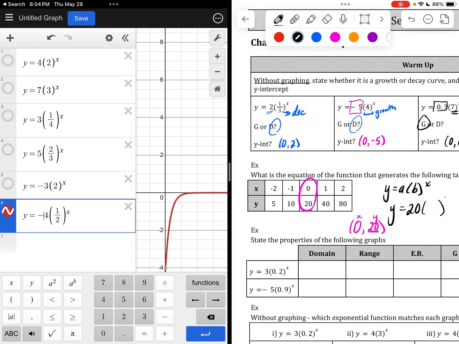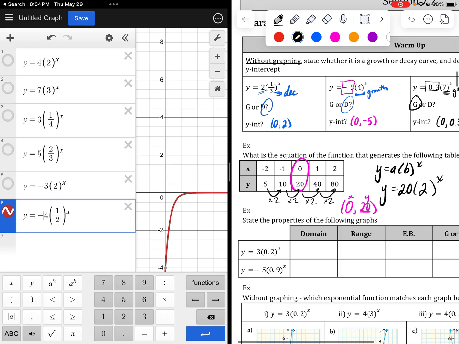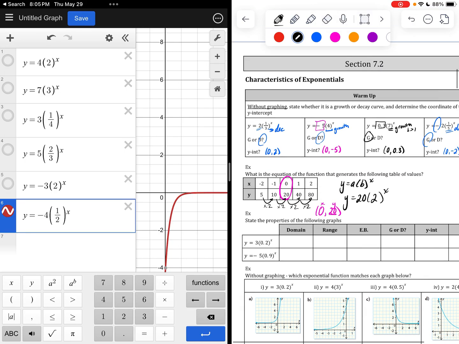And the way we get our b value, and we're going to practice this in detail on Monday, is by looking at the y values and seeing what you have to multiply by each time. So between 5 and 10, I have to double, and then double and double, and that pattern continues, which makes my b value 2. Okay, we're going to create strategies to do that in the following classes.